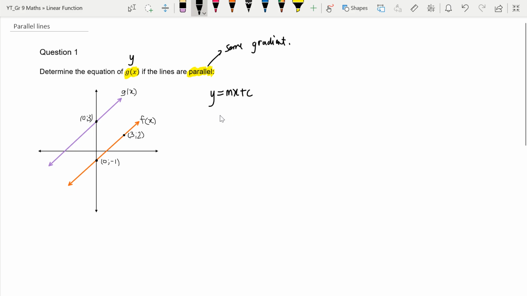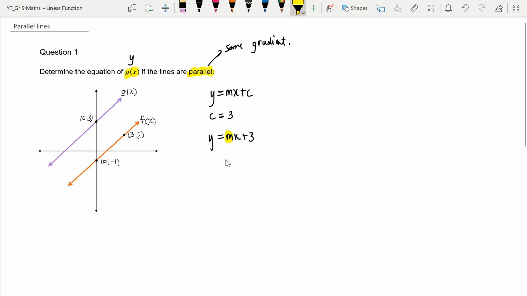They did give us a good point though, which is the y-intercept. So we know that our c will be 3. So y is equal to mx plus 3. That is what we know so far, but we don't have that gradient. So we're going to have to make another plan.